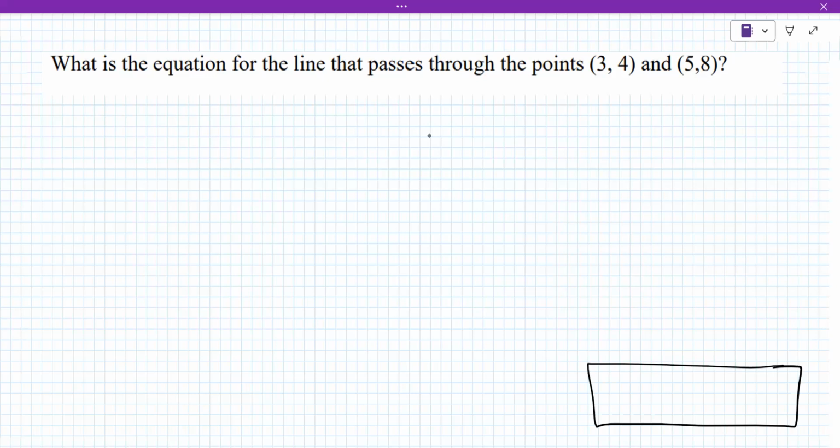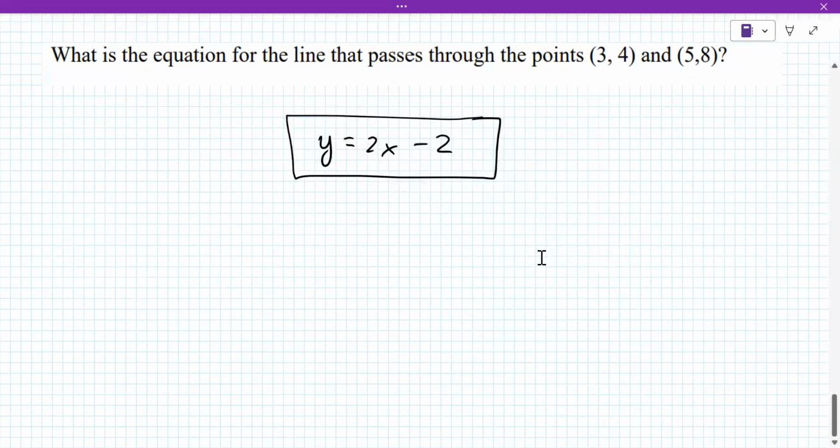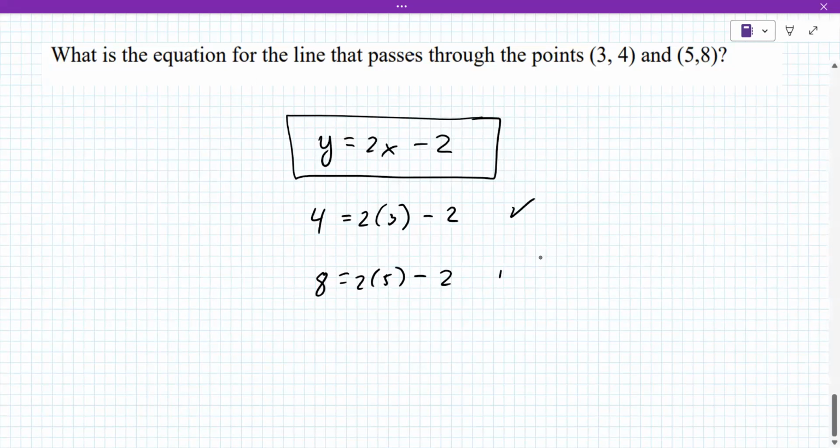Okay, it will be y equals 2x minus 2. Okay, that does look correct. And how am I determining that? I'm checking your points, the given points. Does 4 equal 2 times 3 minus 2? Yes, that works. Does 8 equal 2 times 5 minus 2? Yes, it worked. Now you don't want to guess and check, but that is an acceptable way to do it.